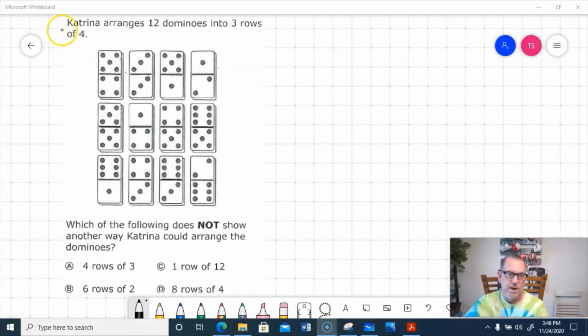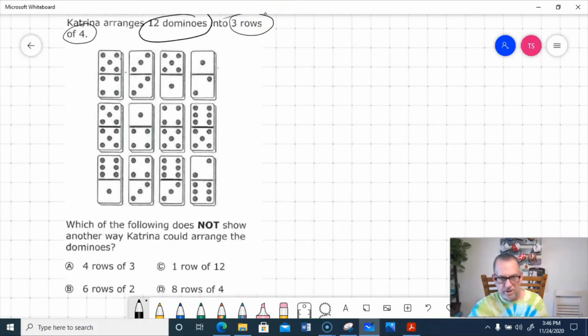Okay, we're going to look at a guided practice problem here. It says, Katrina arranged 12 dominoes into 3 rows of 4. Which of the following does not show another way Katrina could arrange the dominoes? So, important information in this problem, that there's 12 dominoes. That's probably the most important thing. We can also talk about there's 3 rows of 4. That could be important. We'll use that later on.